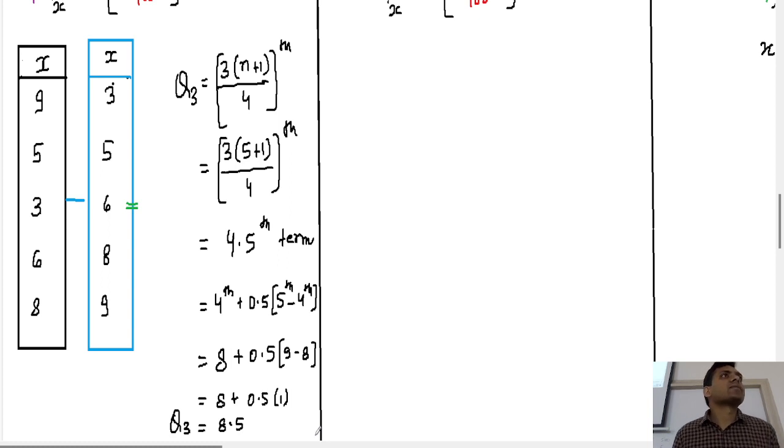Is it clear? Any doubt? Confusion? Okay, so this is for quartiles. You can find deciles and percentiles in the same way. You need to put in the formula and apply this technique of decimals. If you get an exact integer term, suppose the fourth term, then you can directly write your answer as 8. Done?